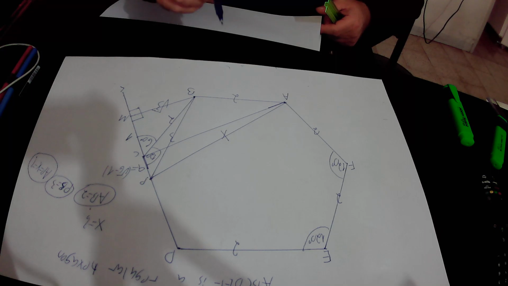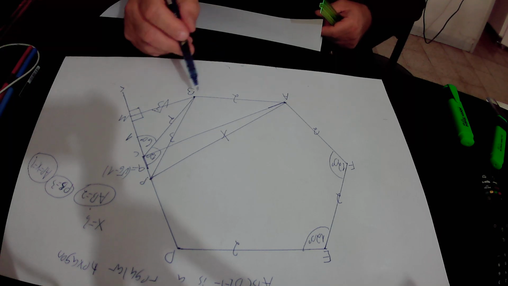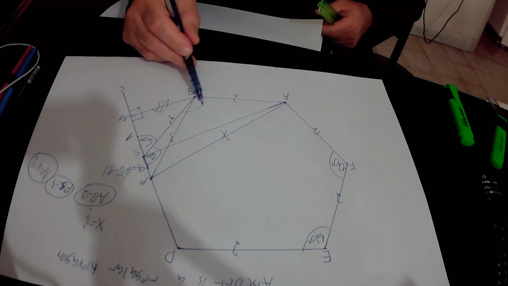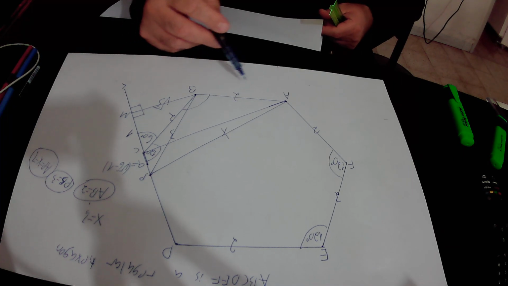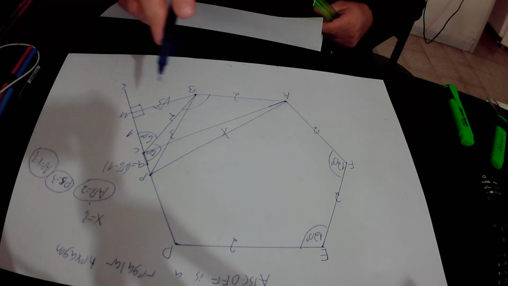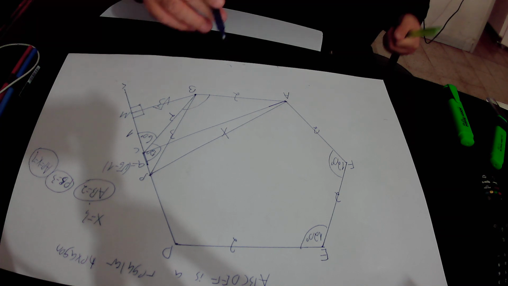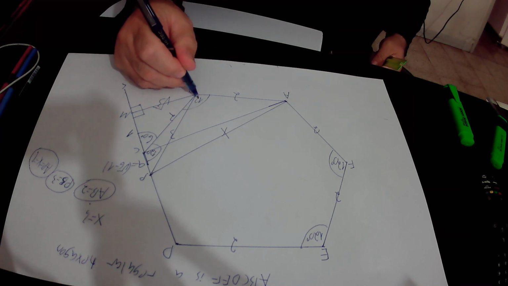And this angle is one angle out of the 6 angles of the regular hexagon, and we know that all the angles inside the regular hexagon are equal to each other. That is to say, this angle equals 120 degrees.